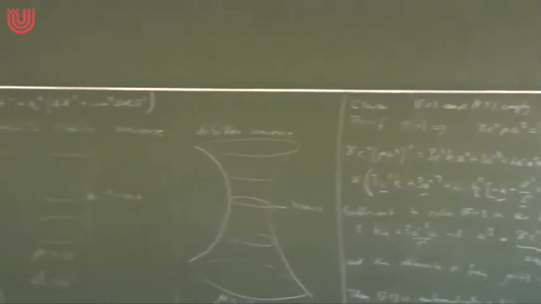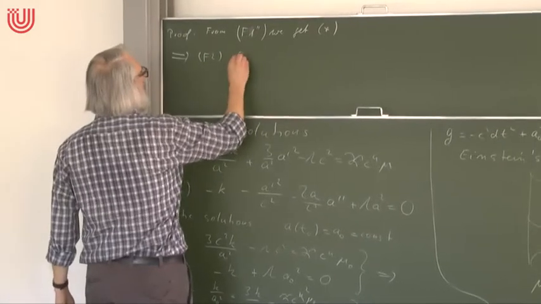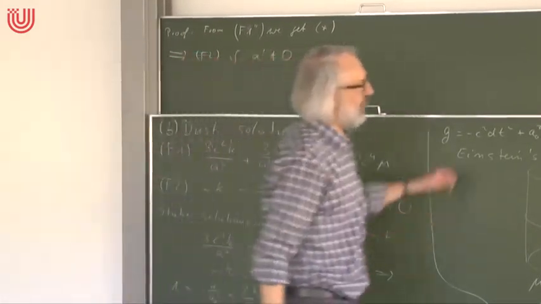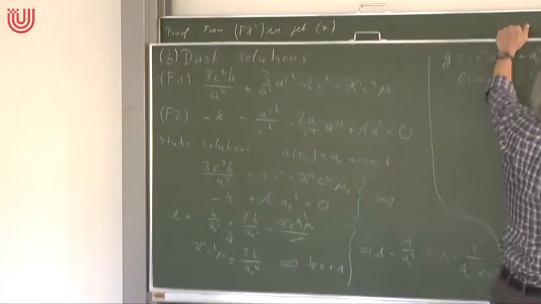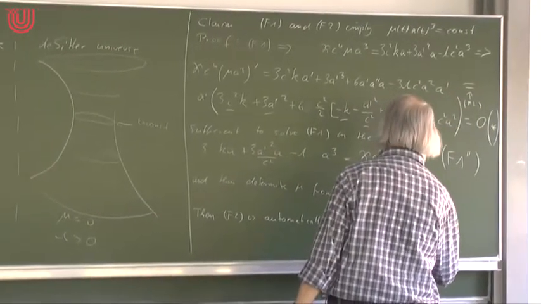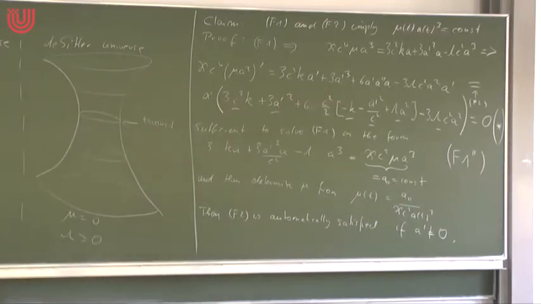We get this, and this implies f2 if a prime is different from 0, because we have to divide by a prime. And so I have to continue this sentence here. Then f2 is automatically satisfied if a prime is different from 0. But it does not work for a prime equal to 0.